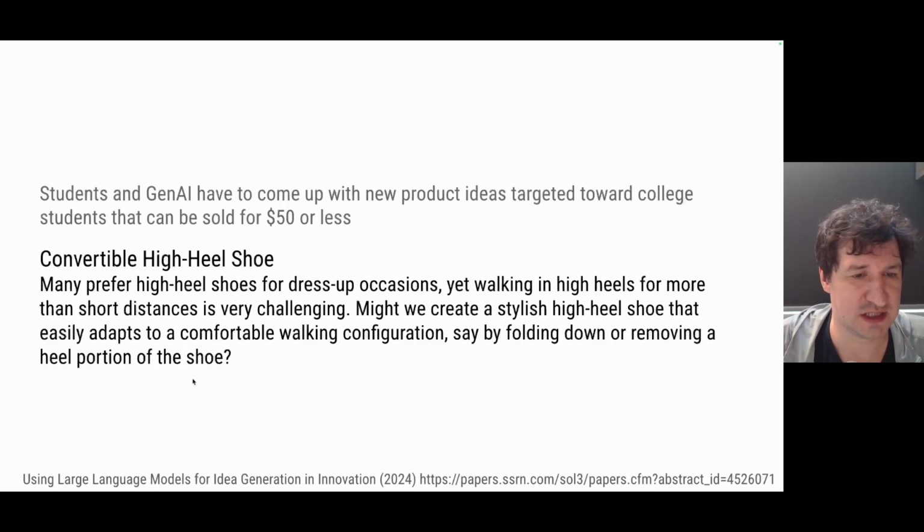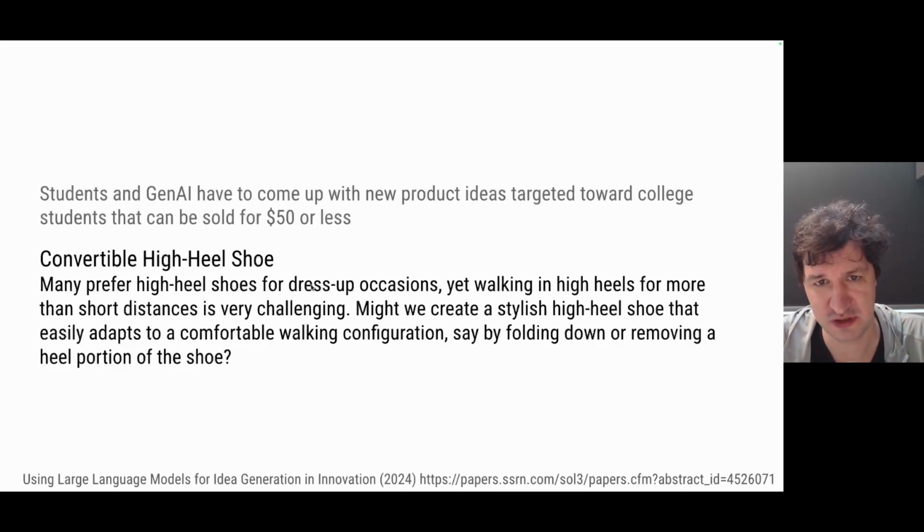This is just an example of an idea that, in this case, a student generated. Something like a convertible high heel shoe. So you have something that's a high heel, but you can remove this heel. Students were creating these ideas for a sort of competition, so they were actually motivated to create high quality ideas. And the ideas generated by students were compared to ideas that were generated by Gen AI that was asked to come up with the same ideas.